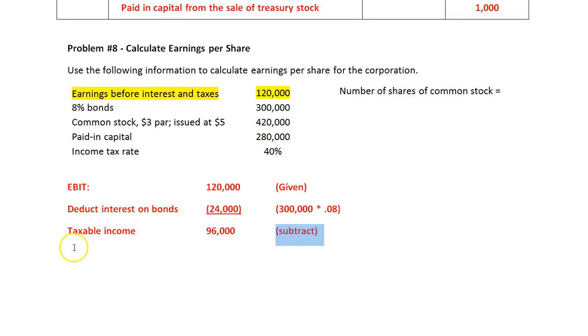Alright, the next step is to actually pay our taxes. So we've dealt with the 8% bonds, now we're going to pay taxes. So it's an order of operations. You do the interest first, taxes second, then you get your net income and calculate earnings per share.